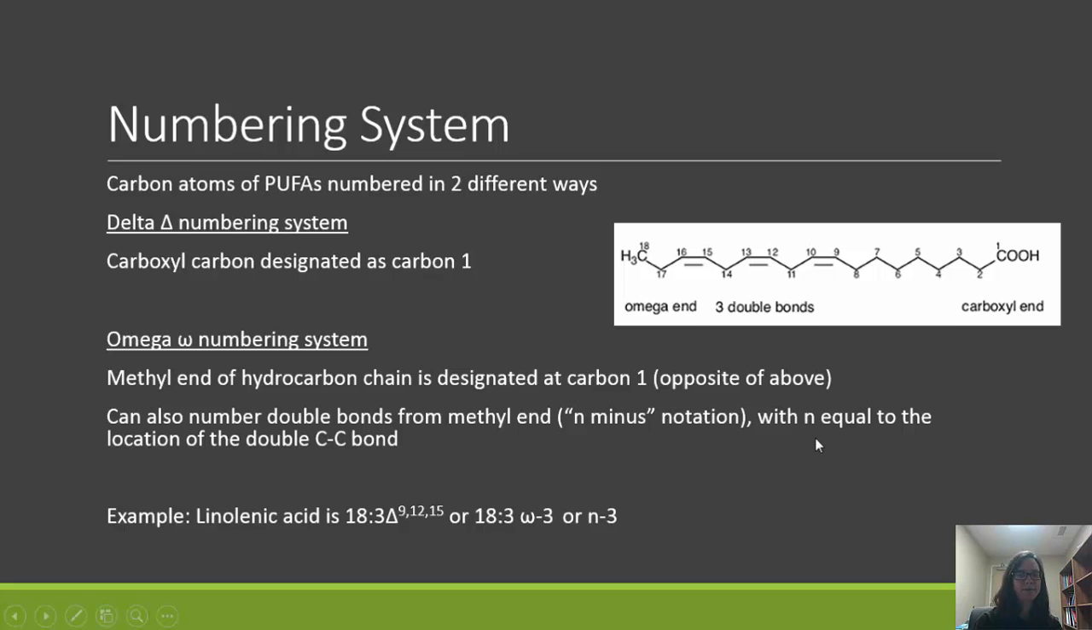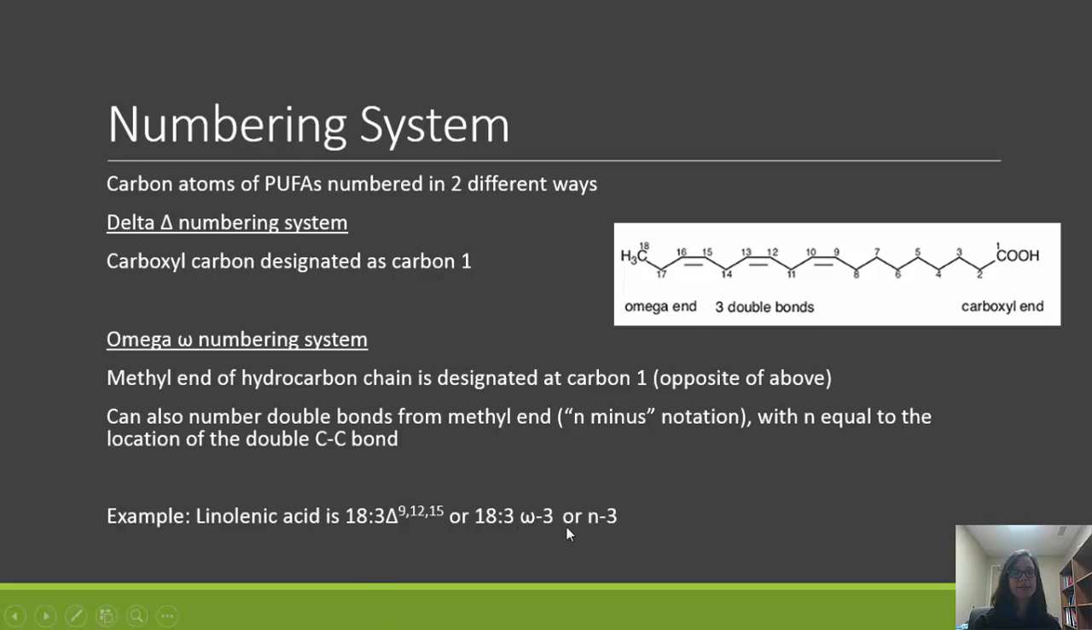Okay, and our example here is linolenic acid. In the delta numbering system, we have 3 double bonds, and it's actually showing us where these double bonds are. No, sorry, we're starting at the carboxyl end, and we're counting to the 9th carbon, and it's saying that this is where the first double bond is, at 9, and then another double bond is at 12, and then at 15. So it tells us where these double bonds are.